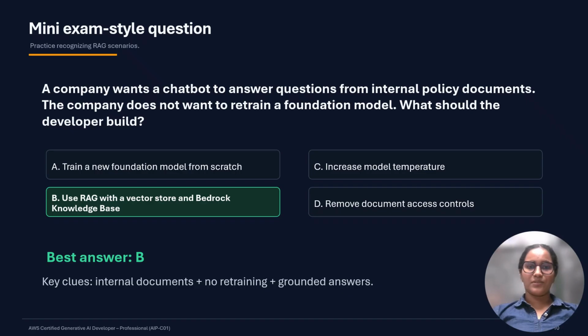Training a new foundation model would be expensive and unnecessary. Increasing temperature changes randomness, not document knowledge. Removing access control is unsafe and wrong. So, when you see private documents plus no retraining, think RAG.